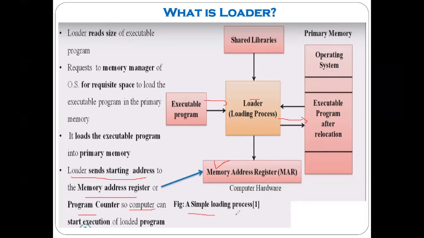So this is nothing but the simple loading process, where the loader does the function of loading your executable program or your object module into the main memory, and then giving the address from where the execution should start. That starting address is also given by the loader to whom? That starting address is given by the loader to the memory address register, because this memory address register acts as a temporary memory for our CPU, and from this memory address register our CPU starts execution, because in this memory address register the starting address is mentioned.